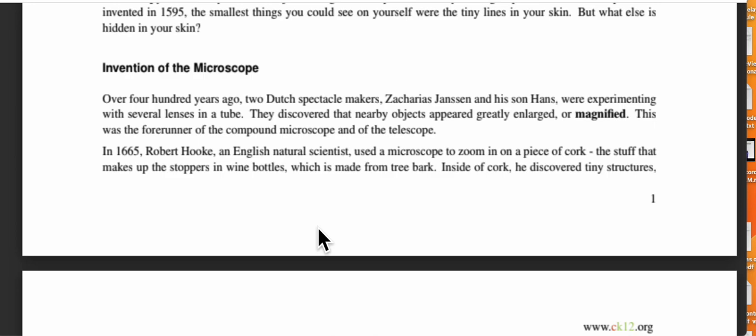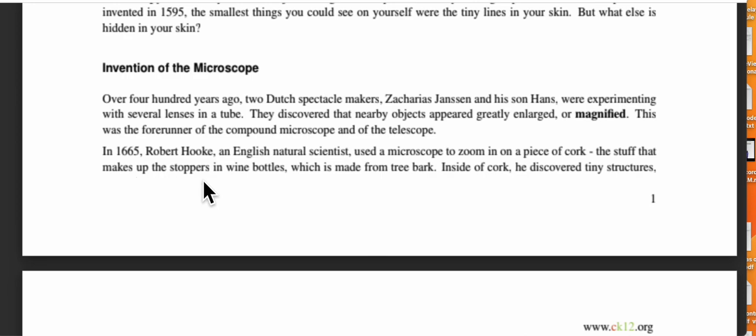Over 400 years ago, two Dutch spectacle makers, Zacharias Jansen and his son Hans, were experimenting with several lenses in a tube. They discovered nearby objects appeared greatly enlarged or magnified. This was the forerunner of the compound microscope and of the telescope.